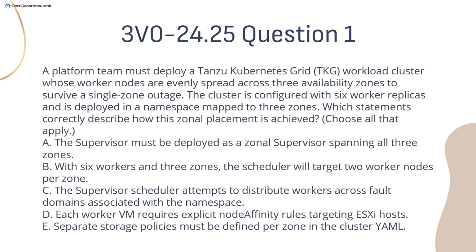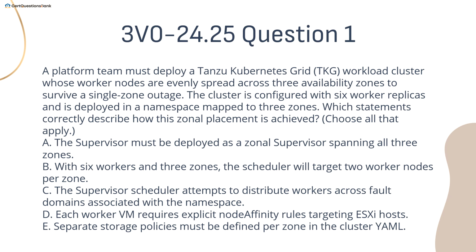A platform team must deploy a Tanzu Kubernetes Grid (TKG) workload cluster whose worker nodes are evenly spread across 3 availability zones to survive a single zone outage. The cluster is configured with 6 worker replicas and is deployed in a namespace mapped to 3 zones. Which statements correctly describe how this zonal placement is achieved?